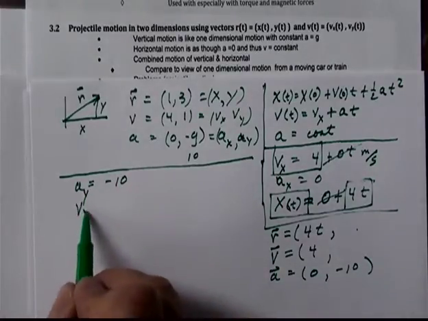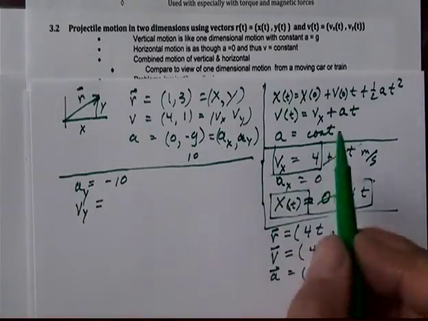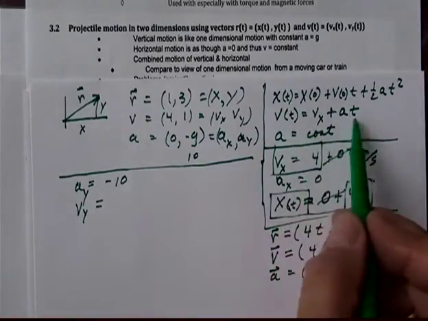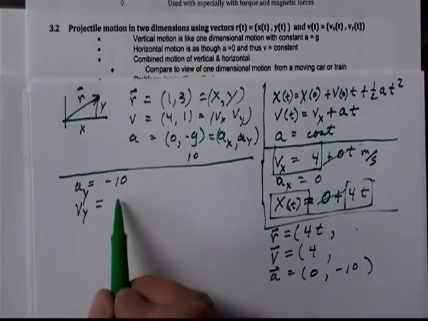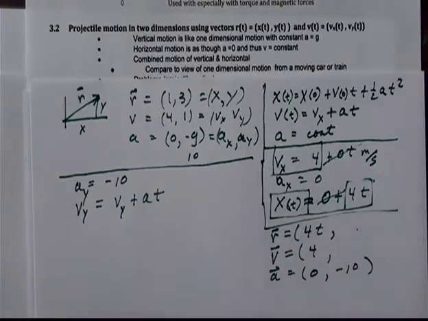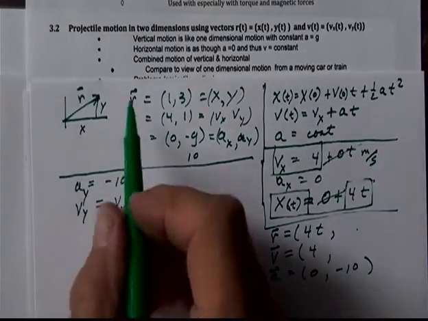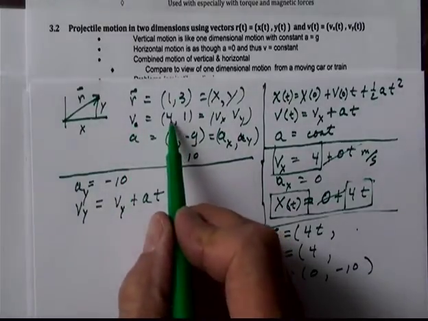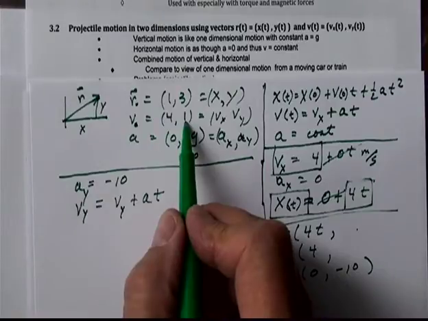What about the velocity in the y direction? Well, the velocity in the y direction, just like in the x direction, is going to be equal to velocity originally in the y direction plus acceleration times time. Well, what was our original velocity? Well, the original velocity started out, that's like the original position, started out having the value 1.